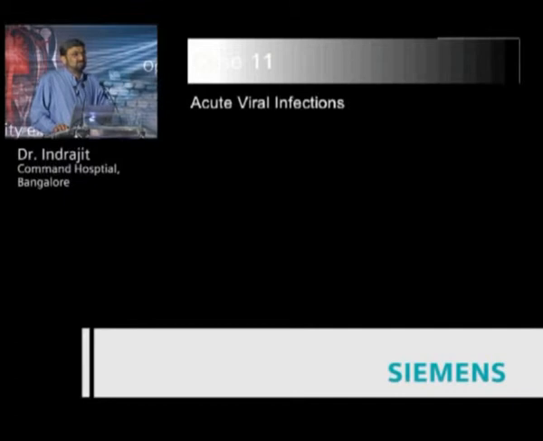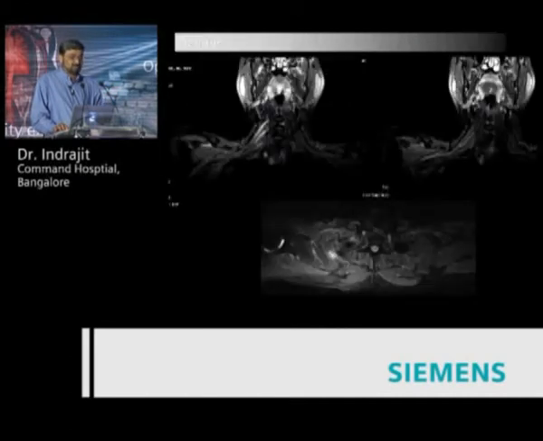Acute viral infections can cause brachial plexopathy, especially now when we are having this dengue all over the country. Here's a case where there was pain in the right upper hand, like part of the body ache syndrome, and there's inability to move, and this was one such case which we encountered.